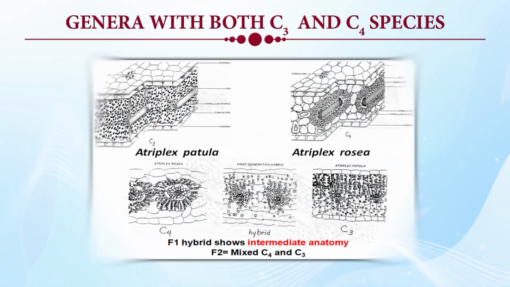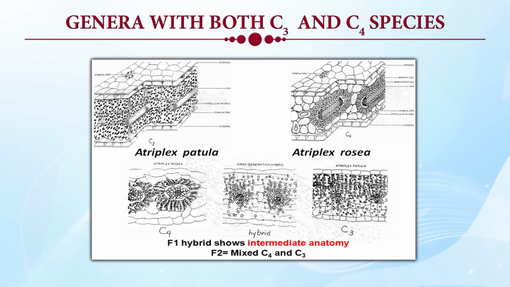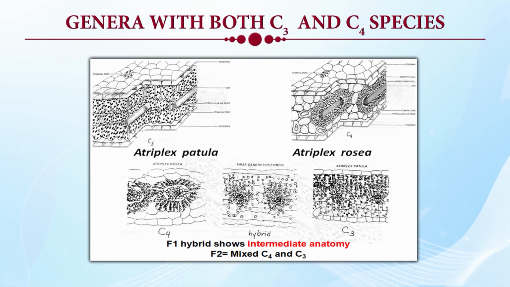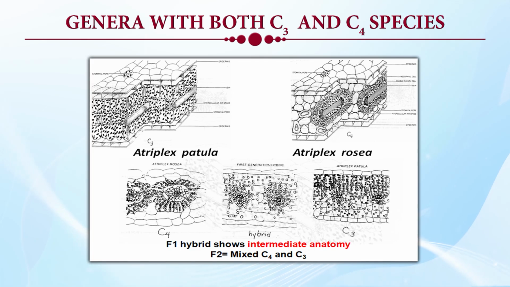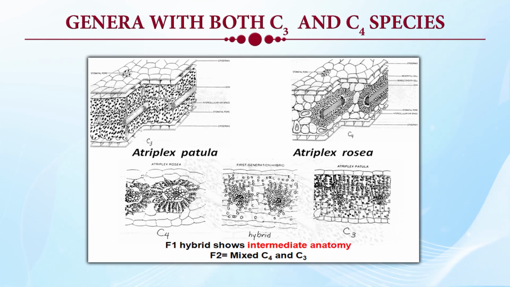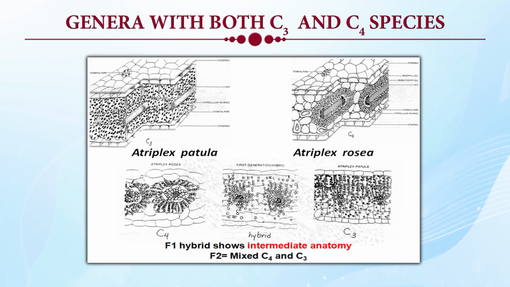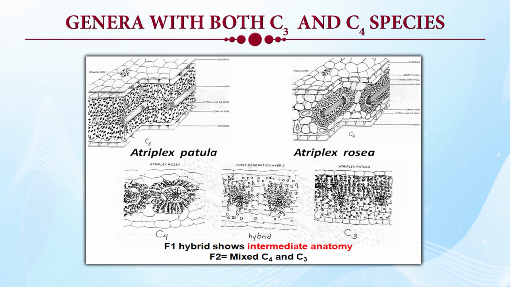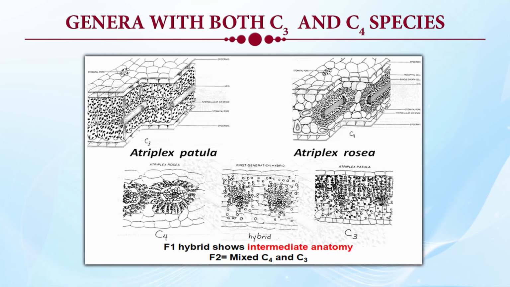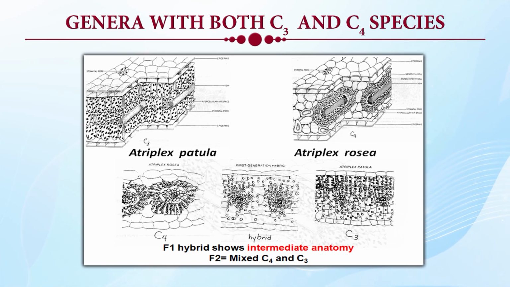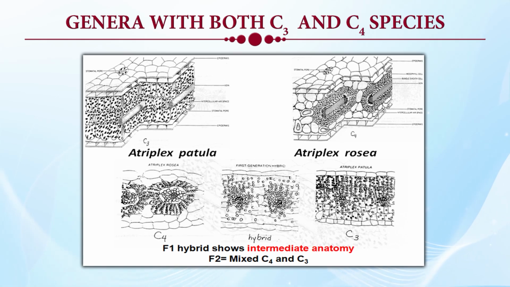If we took an example, looking at your screens, the anatomy of two species of Atriplex. Atriplex patula is a C3 plant, and you know the anatomy of a C3 leaf. But the Atriplex rosea, which is growing under more dry and arid conditions, has a typical Kranz anatomy. So, that means two species of the same genus growing under different environmental conditions in nature may evolve different internal structures and different physiological processes.